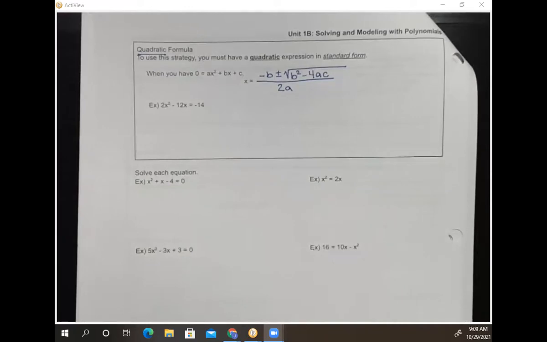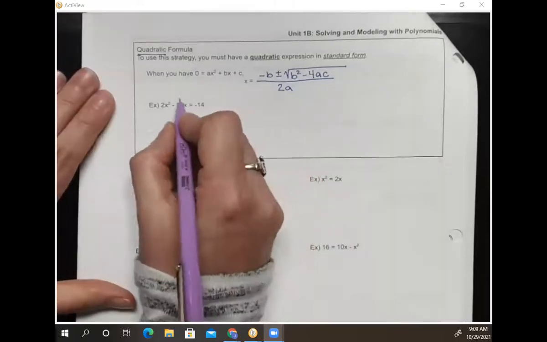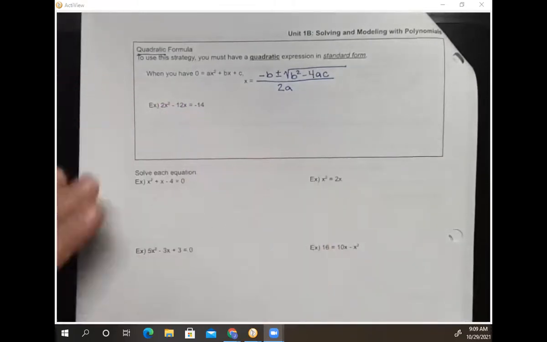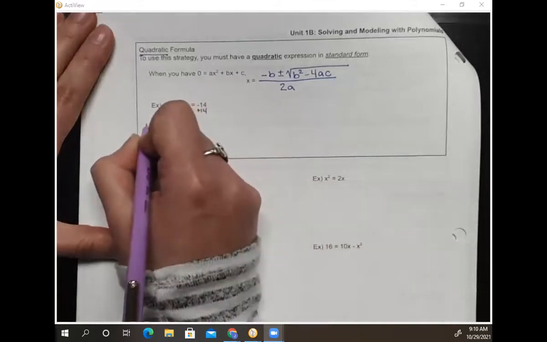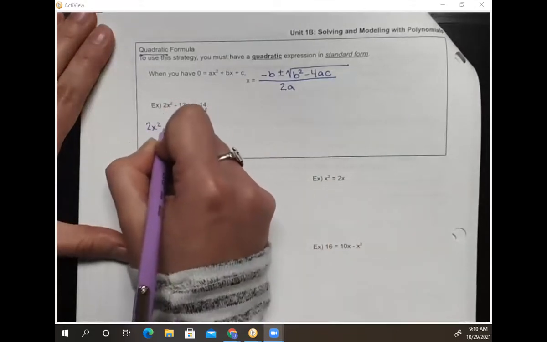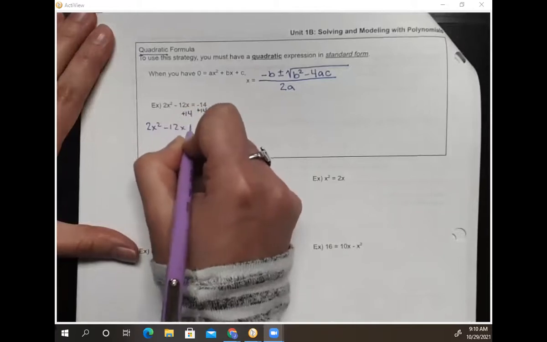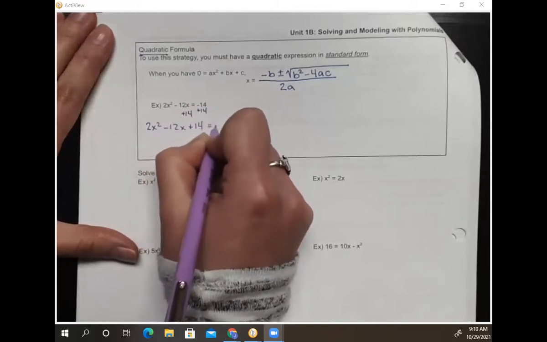So we're just going to run through a couple examples of the quadratic formula today. Okay, we're going to go through this together. So here's our first example. The first thing I need to do if I want to use the quadratic formula, just like if I want to factor, is get everything on the same side set equal to 0. So that's my first step here. I've got this negative 14 on the other side. I need to move it over so that I have standard form. That gives me 2x squared minus 12x plus 14 equals 0.